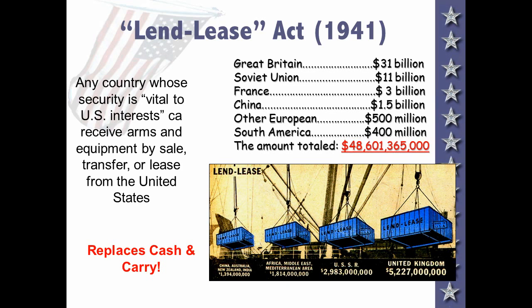This is a really big piece of legislation. It's come up very frequently on the AP exam in the past. It's a good one to know. And so what this says is that any country whose security is vital to U.S. interest, which is just a coded way of saying Great Britain, can get arms and equipment by sale, transfer, or lease. So no more cash and carry. We will actually loan or lease you stuff, Great Britain, because we are sort of terrified of the Nazis.